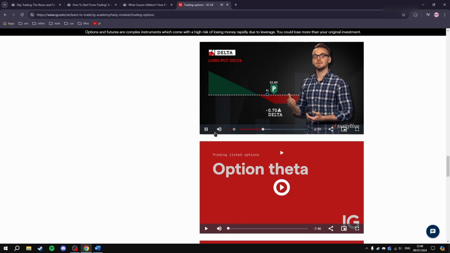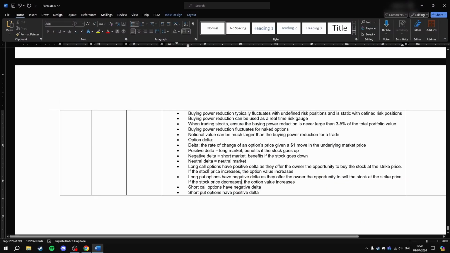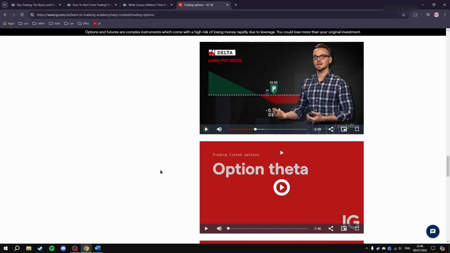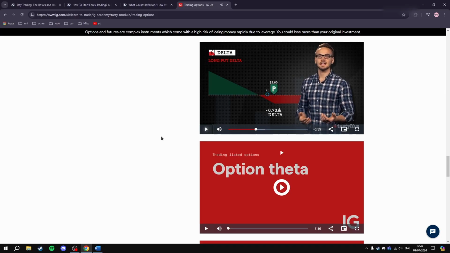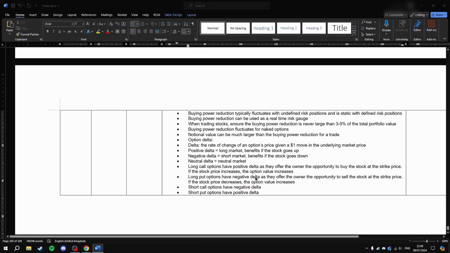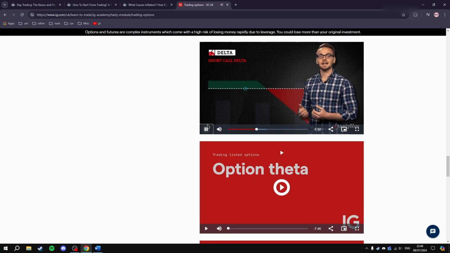If a long call has a positive delta, a short call has a negative delta. If a long put has a negative delta, a short put has a positive delta. Short calls have a negative delta.